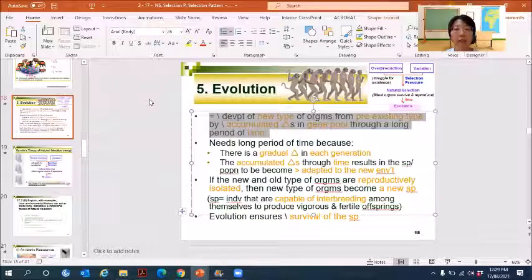So evolution is the development of new type of organism. Remember, it's not new species. New species is for the word speciation. So when I say evolution is the development of new type of organisms from pre-existing type by accumulated changes in the gene pool through a long period of time, you write this answer, you get the marks.